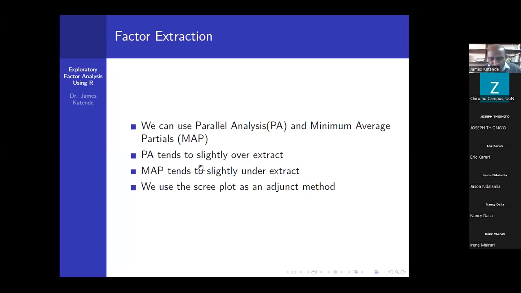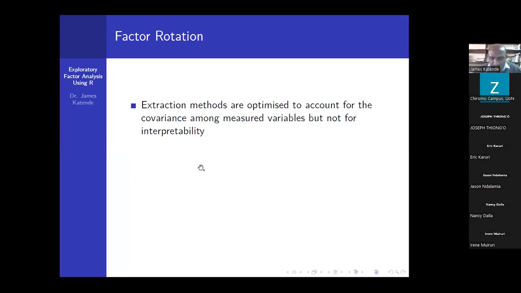Once you get the determined number of factors to extract or retain, you can use some other techniques to compare the model with a different number of factors. We shall see how that works. And after you've done this, you can also use a scree plot again to check. We'll see an example of a scree plot during the demonstration.